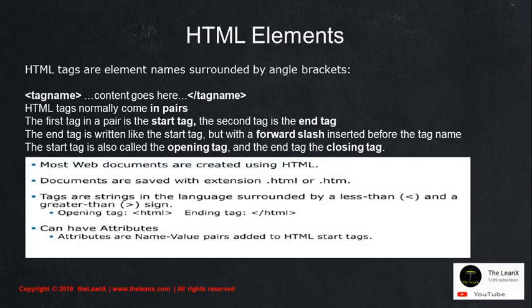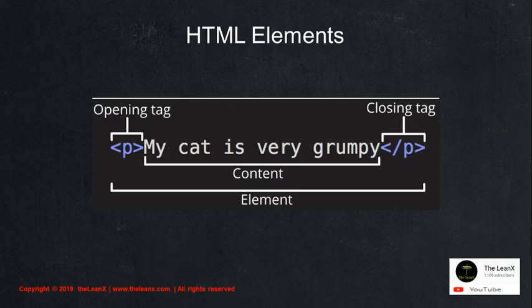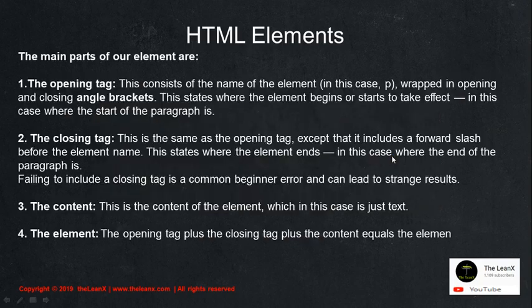HTML element. When we talk about the HTML element, it looks like this. You have an opening tag, you have a closing tag, you have content, and you have the element. Almost all the tags which you are going to use in HTML will have the same kind of structure. So always an opening tag, a closing tag, then you will have content, and the entire thing will be known as an element. And that is what I have described here: what opening tag, closing tag, content, and element mean.